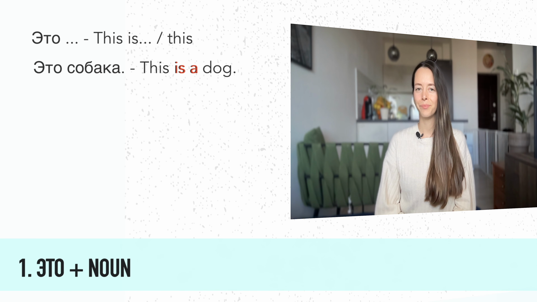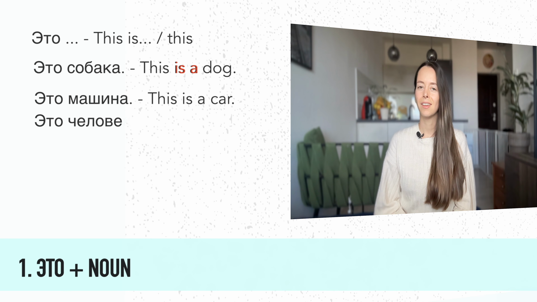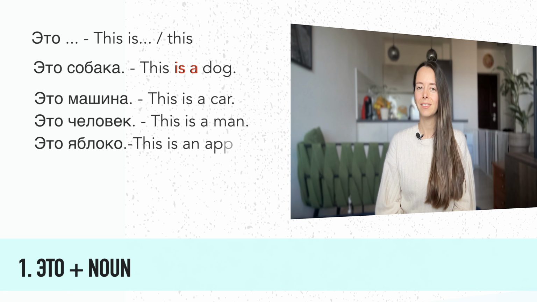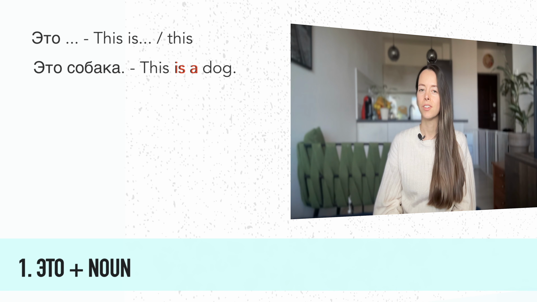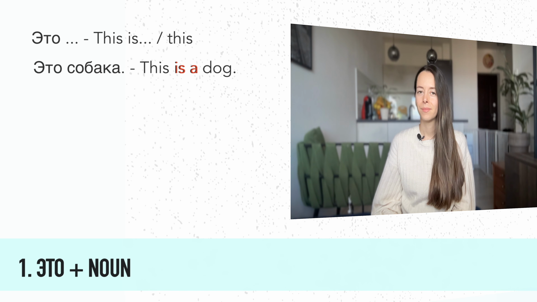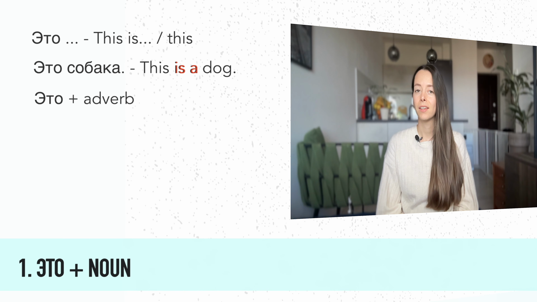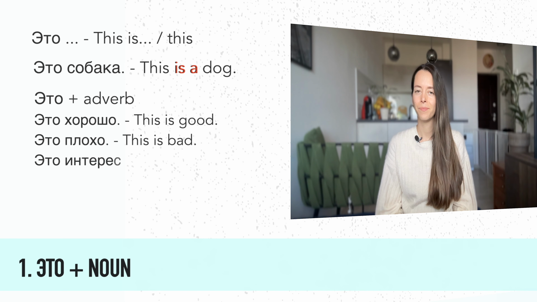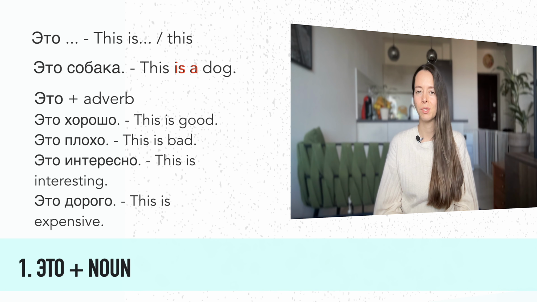Это собака. Это машина. Это человек. Это яблоко. Now, instead of a noun, we can also use an adverb or even a question word. Let's have a look at an example where we use an adverb after the word это. Это хорошо. This is good. Это плохо. This is bad. Это интересно. This is interesting. Это дорого. This is expensive.